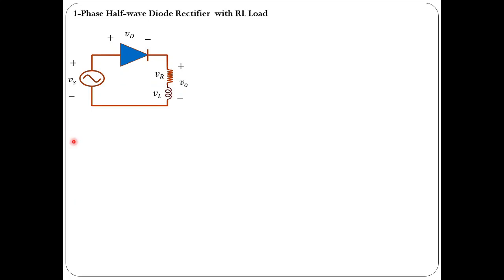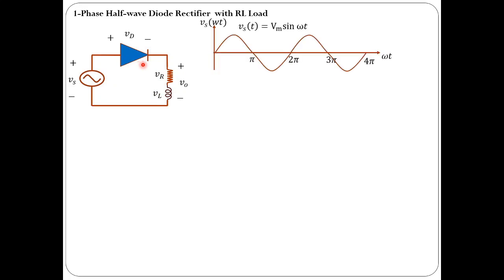The voltage across the source is Vs, the voltage across the diode is Vd with anode positive and cathode negative, and the voltage across the load is V0 with this polarity. The voltage across the resistor is Vr and across the inductor is Vl with the same polarity. All are connected in series, so the current through the source is the same as the current through the diode and through the load. The source voltage is Vs equal to Vm sin omega t, as shown in this waveform. I have considered 2 cycles in order to explain the operation of the single phase diode rectifier with the RL load.